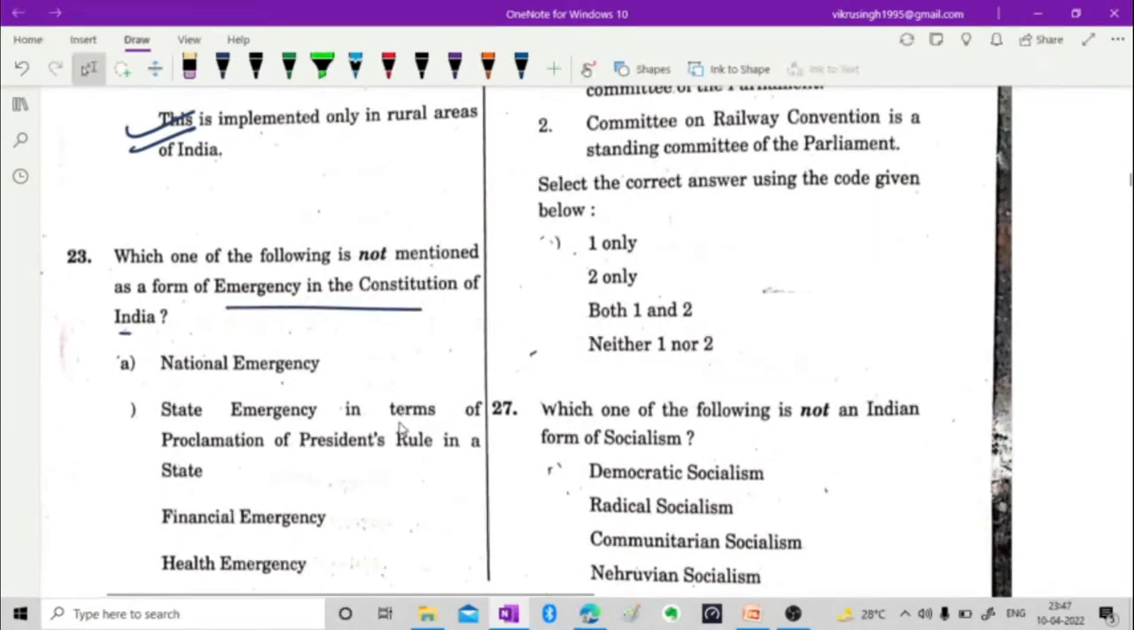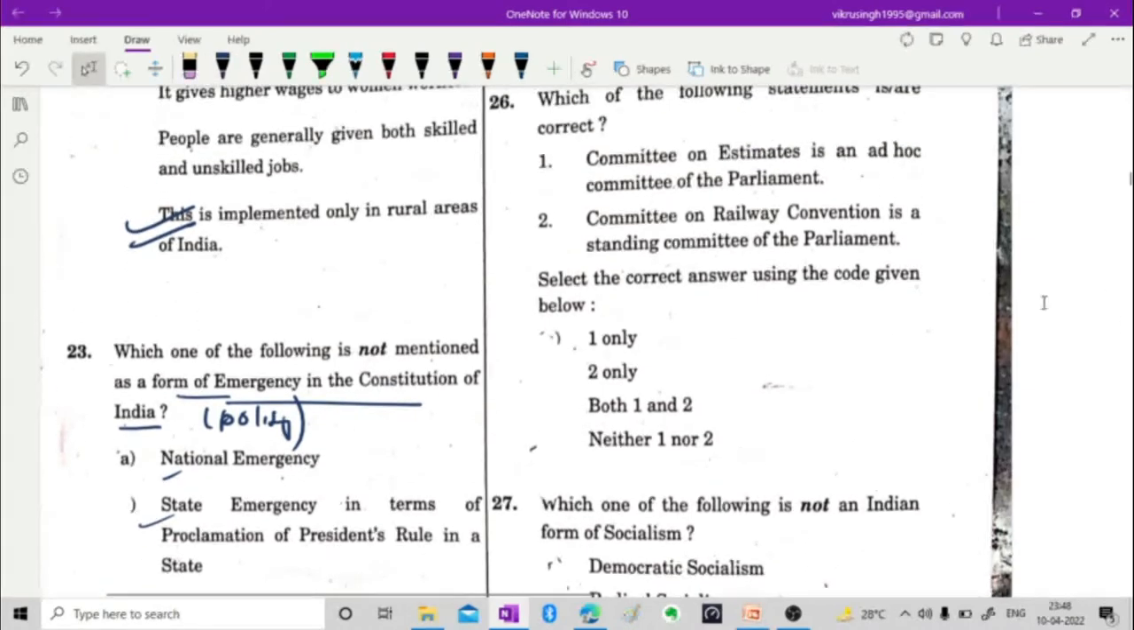Question number 23, which one of the following is not mentioned as a form of emergency? It is the emergency provision from the Polity section. National emergency, state emergency, financial emergency are mentioned; health emergency is not there. The correct option is D, health emergency.